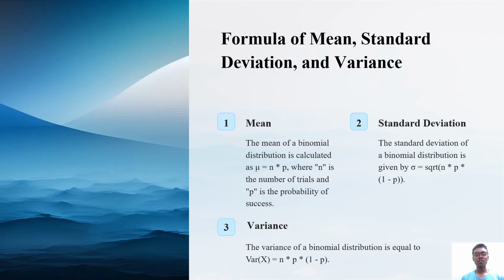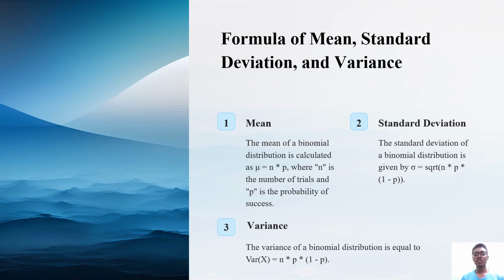And next we'll move on to the formulas of mean, standard deviation and variance. First we will discuss mean. The mean of a binomial distribution is calculated as mu = n * p, where mu is the mean, n is the number of trials and p is the probability of success.